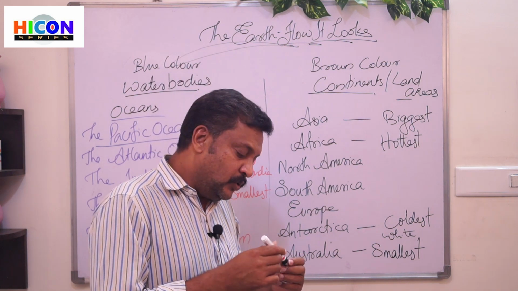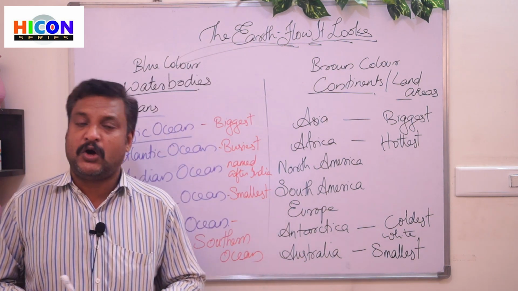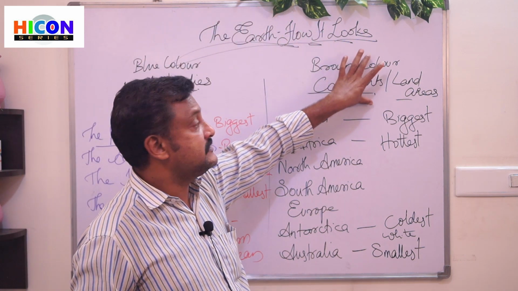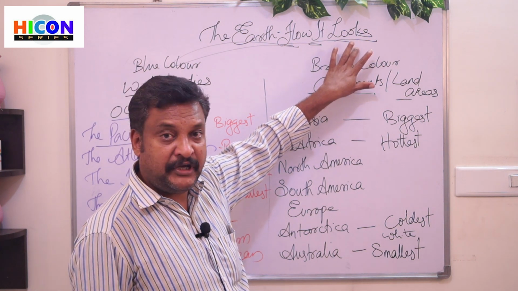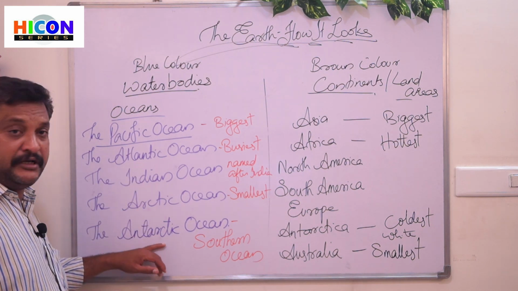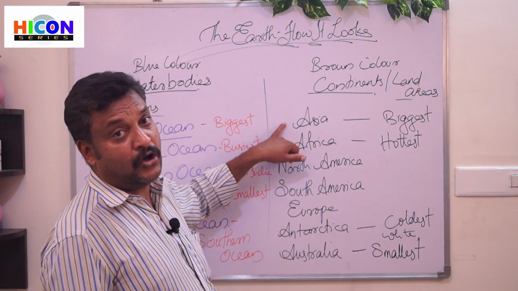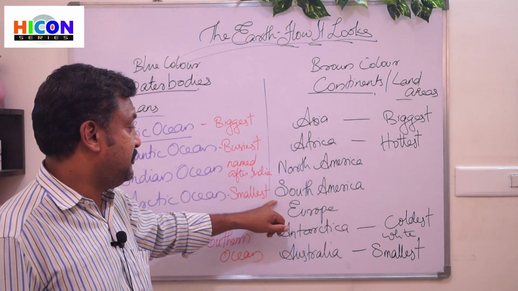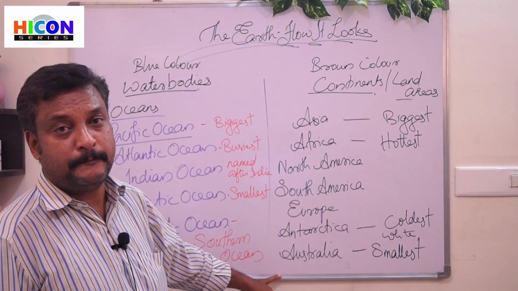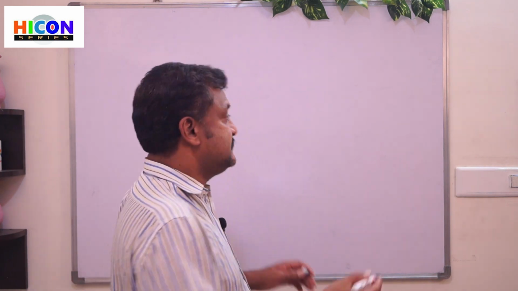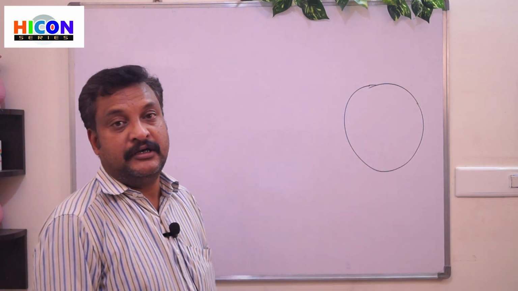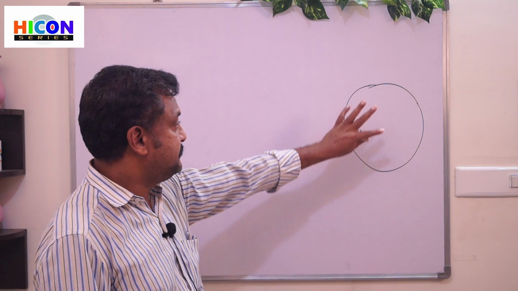Clear? So the blue and brown colored areas on the globe are oceans and seas in blue color and land areas in brown color. Okay, so the oceans are Pacific Ocean, Atlantic Ocean, Indian Ocean, Arctic Ocean and Antarctic Ocean. The land areas are the continents Asia, Africa, North America, South America, Europe, Antarctica and Australia. Clear? So now we have seen that the globe is a spherical representation of the features of the earth. Okay, representation of the features of the earth on a spherical body.